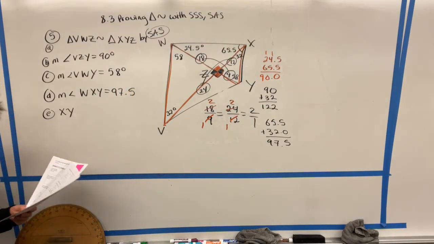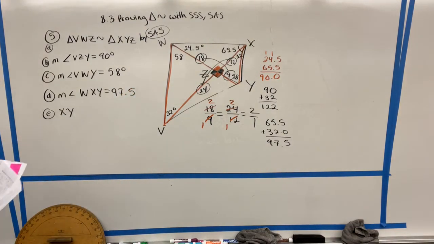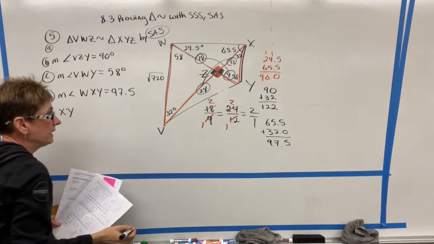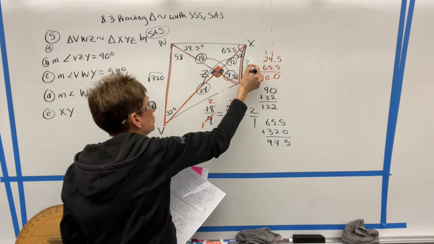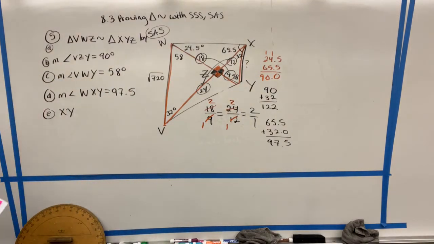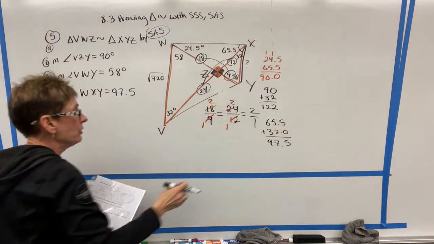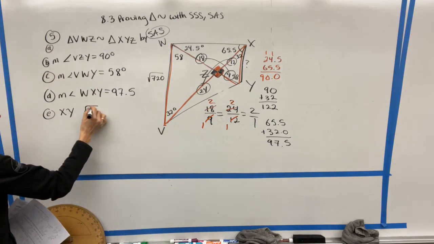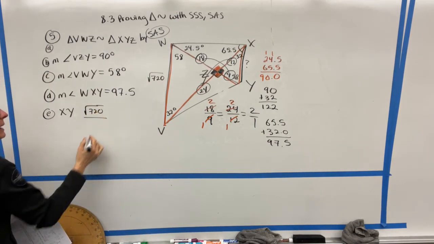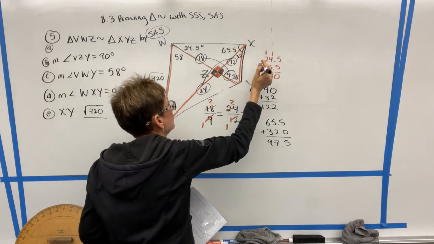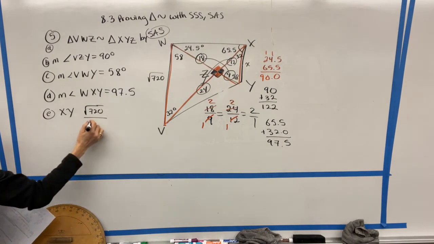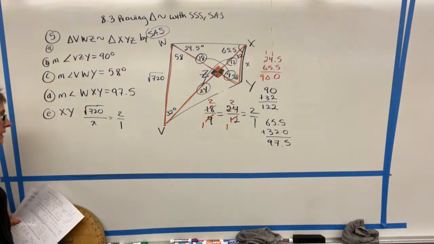And then if we look at side XY, this is kind of interesting. This side here is 720, and this is the side that we're trying to find right here. We know that those are corresponding sides on similar triangles. We also know the scale factor is 2 to 1. So when I take the square root of 720 divided by my missing side, let's call that, I don't know, just little x, I guess. 720 divided by x would have to be 2 over 1.